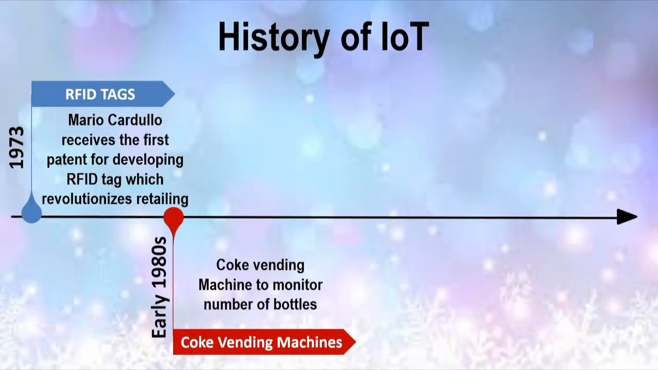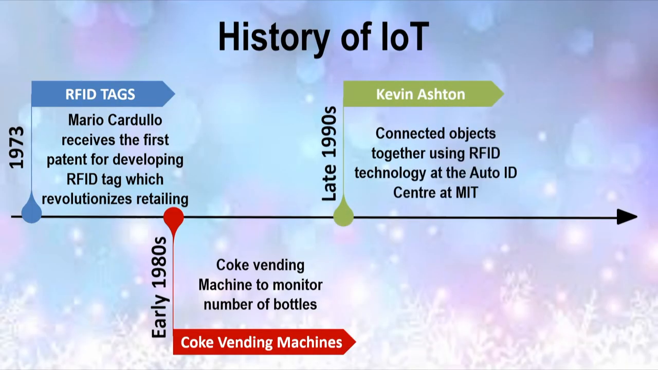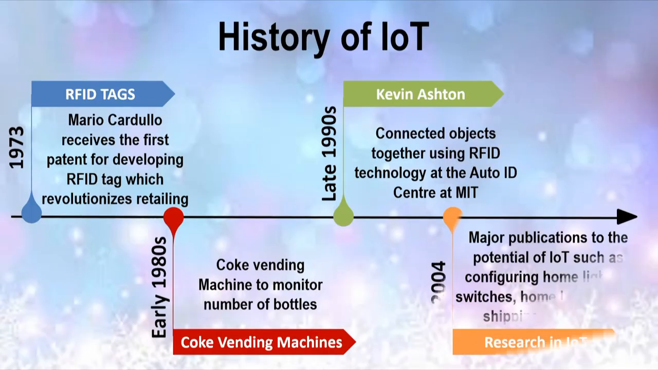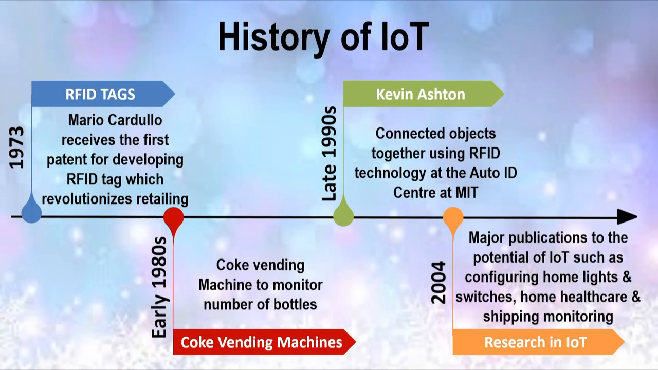And in 1980s, Coke vending machine has been developed to monitor the number of bottles of Coke. In 1990s, Kevin Ashton took the advantage of RFID, and they connected all the objects to the Internet with the help of RFID. In 2004, major publications and research have been developed in case of IoT, and all the home lights, switches, street lights, home healthcare, and shipping monitoring have used this IoT.